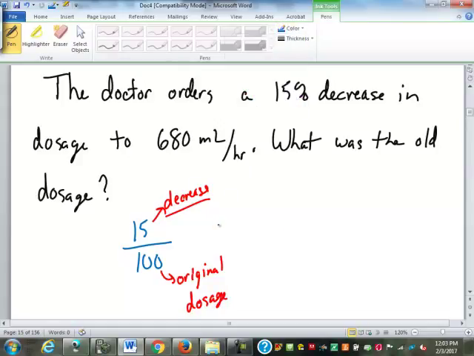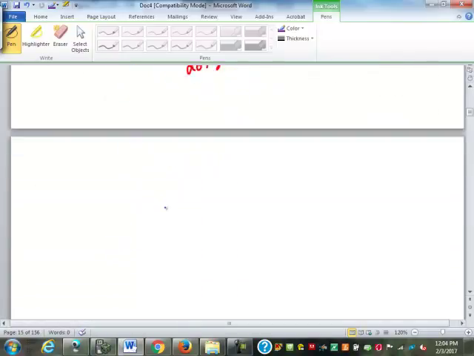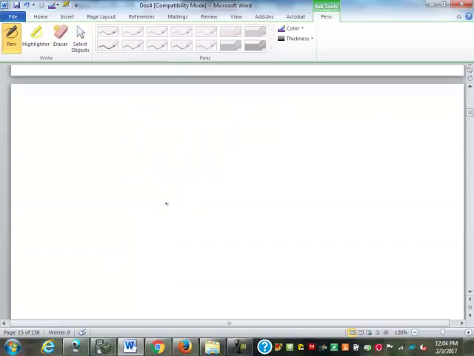So now as we look at setting this up, we have the 680 milliliters per hour. Is that the decrease or is that the original dosage? It's really easy to call it the decrease. The problem is it isn't either one. That is the new dosage after the decrease. So it doesn't represent either one of these numbers. When we're dealing with percents, there's always some hidden numbers, especially when we have increases or decreases.